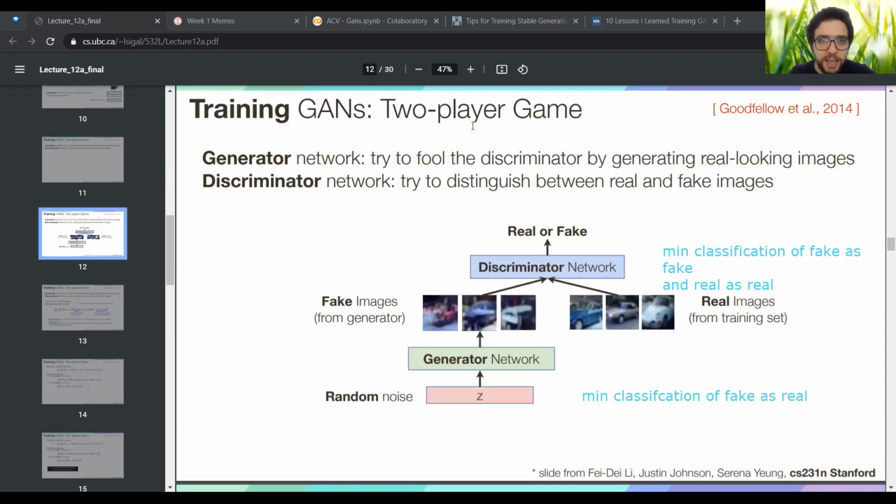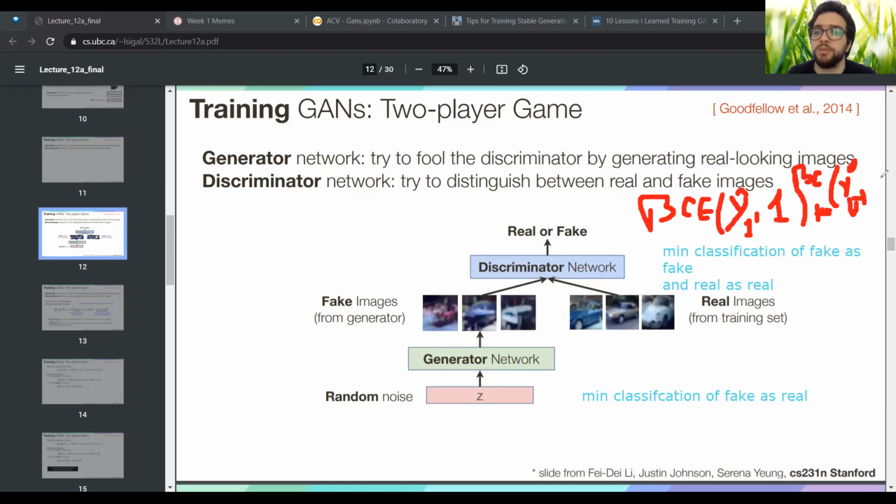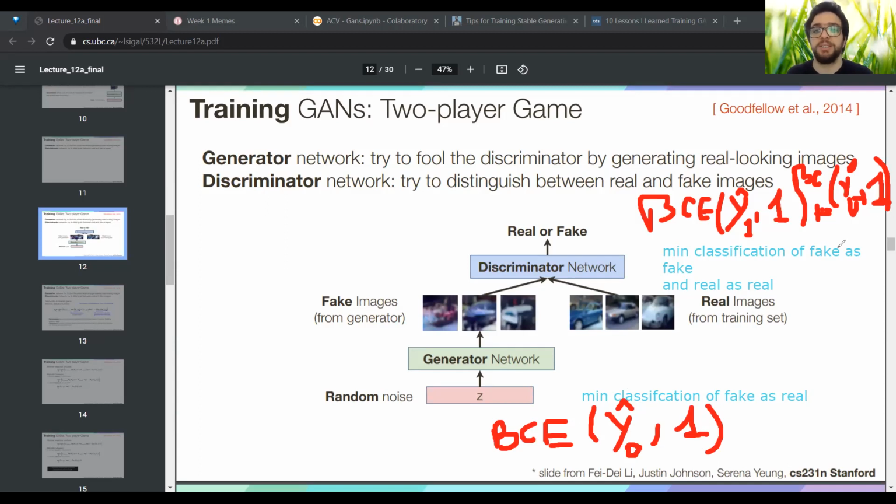Let's write it in terms. Let's say the classification loss is binary cross entropy. So it's the binary cross entropy between the output of the discriminator for the real class, let's call it one, with one, plus the BCE of the fake class, zero, with zero. This is what the discriminator is trying to minimize, these two losses. The generator is trying to minimize the following loss: the BCE of fake images as real. You can see that this loss is kind of the opposite of the other loss, right?